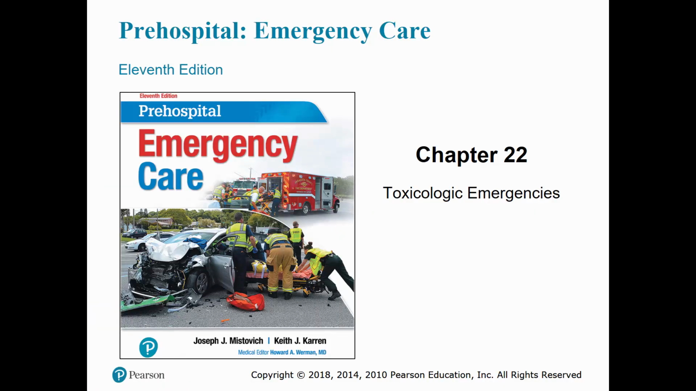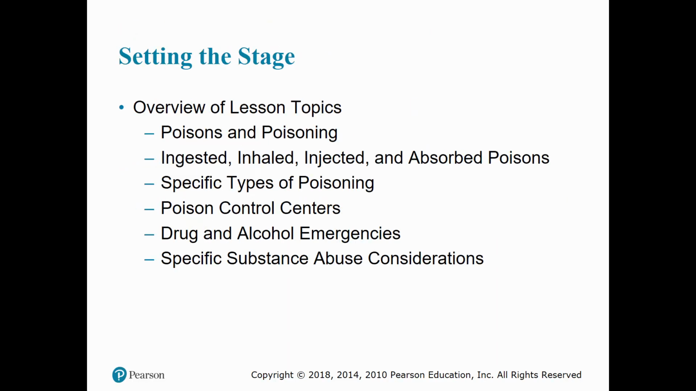Hey everybody, today we're going to be going over Chapter 22, Toxicologic Emergencies. In this chapter we're going to go over poisons, various poisons and ways that patients can be poisoned. We'll go over what poison control centers are, how we treat patients who have been poisoned. We'll also go over drug and alcohol emergencies, and also some considerations to take when dealing with various substance abuse.